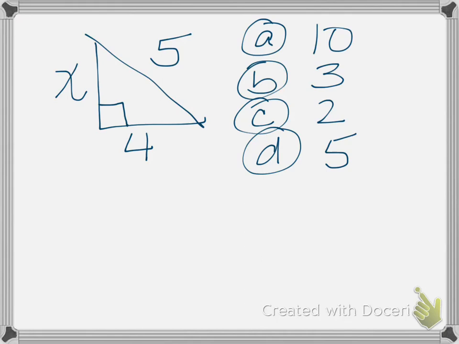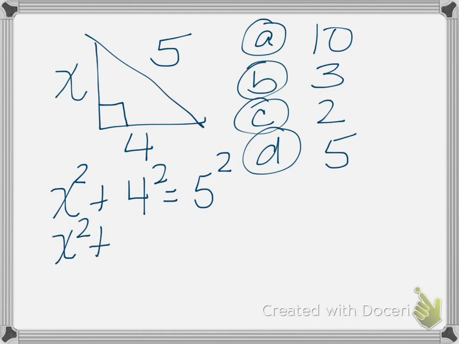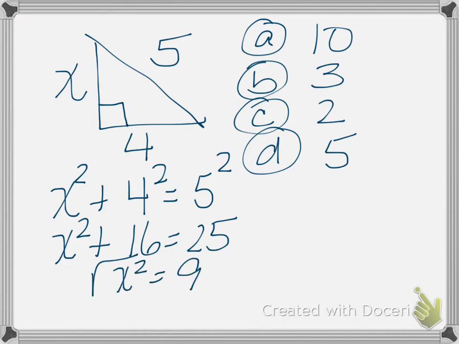the Pythagorean theorem. Well, you could just say one leg squared plus another leg squared has to equal the hypotenuse squared. Okay, so x squared plus 16 has to equal 25. Subtract 16 from both sides, and you get 9, and then when you take the square root of both sides, you get x equals 3, and that would be the answer B.